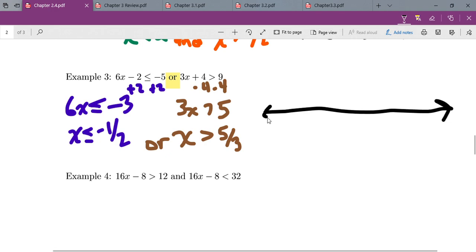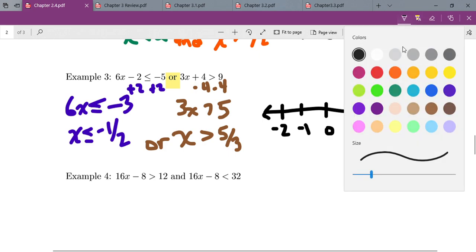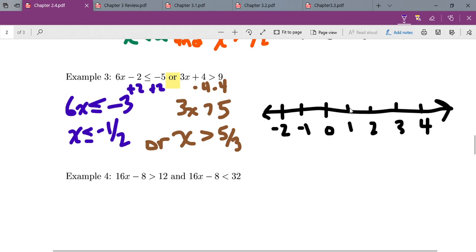Okay, so we've got our number line here. Let's go -2, -1, 0, 1, 2, 3, 4. Okay, so in blue, I'll do the x less than or equal to -1/2. So we'll go to -1/2. We will put us a solid circle because it is actually equal to. And it's less than that, so that means it's going to go this way.